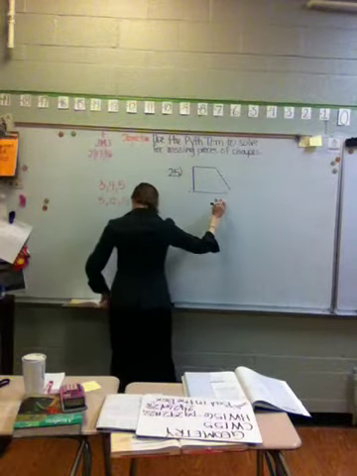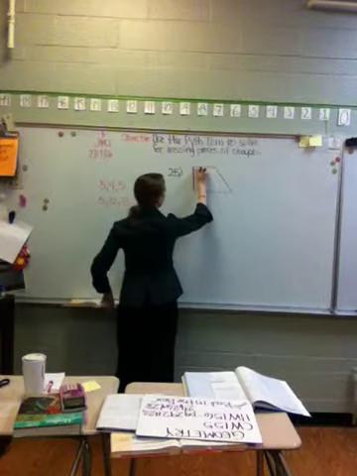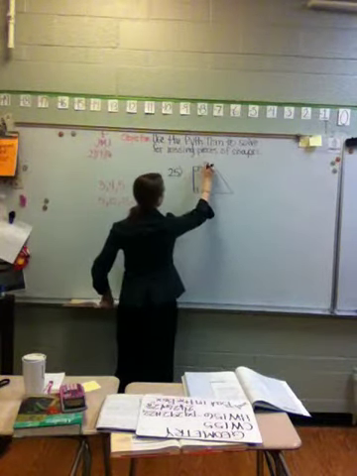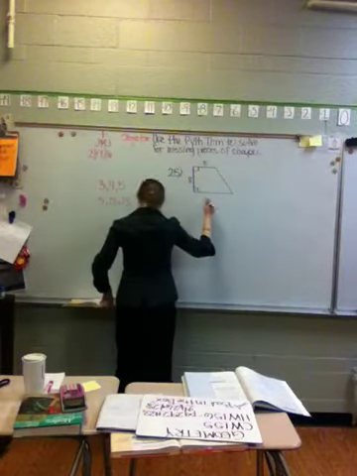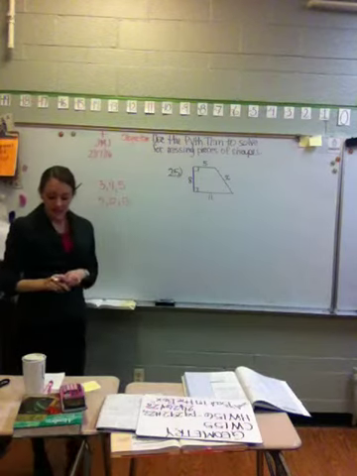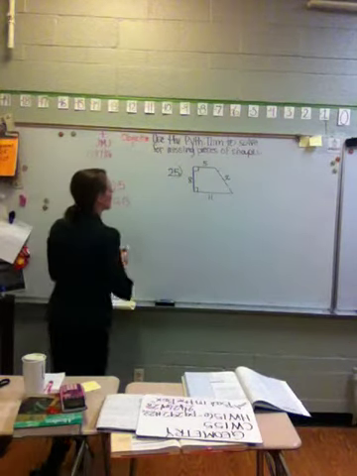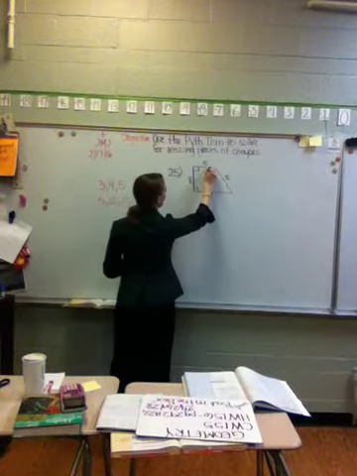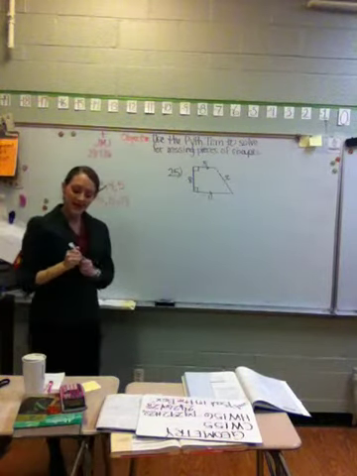All right, we've been given this. This is a trapezoid. It is not an isosceles trapezoid. Okay? It's not an isosceles trapezoid, but it is a trapezoid because I have two right angles here, which indicates that these two sides are parallel. All right, and it says solve for x.